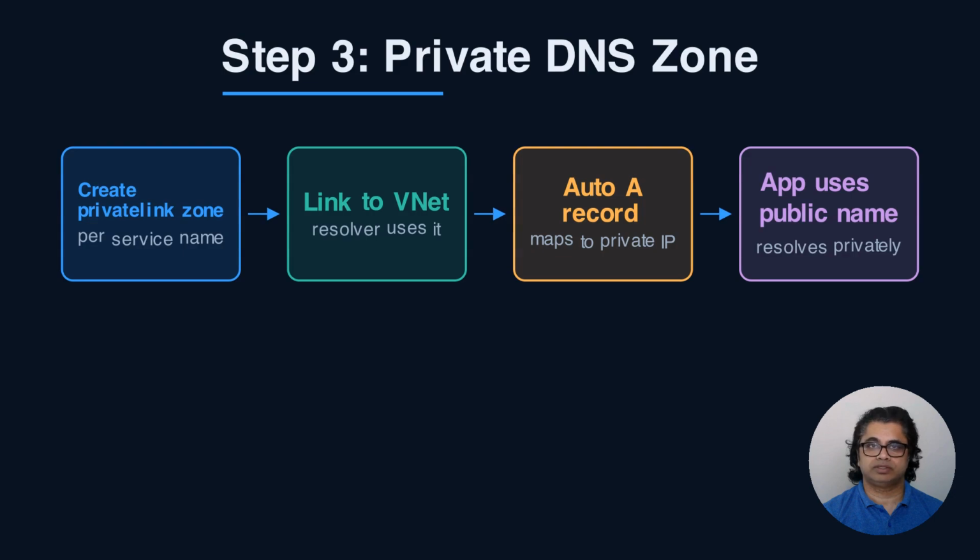You do this with a private DNS zone named for the service, for example, privatelink.blob.core.windows.net. The public name has a CNAME that points into that private link zone, and the zone holds an A record for your private IP. Link the private zone to your VNet, so the VNet's resolver uses it. Best practice is to let the endpoint create and manage the A record automatically.